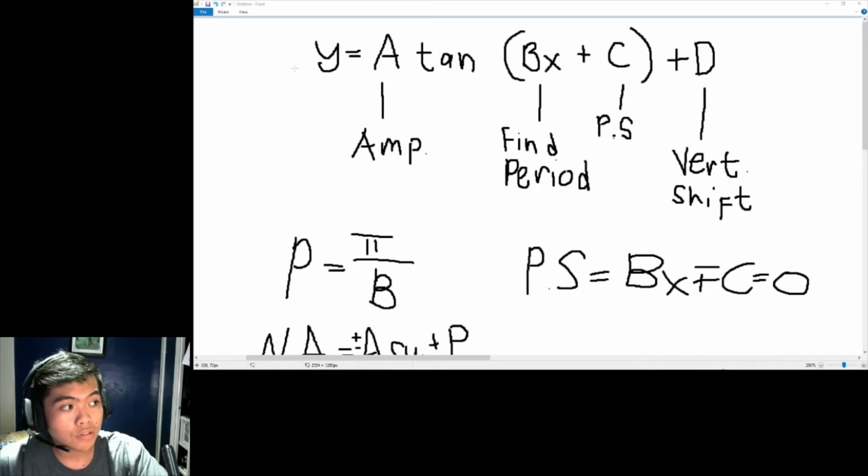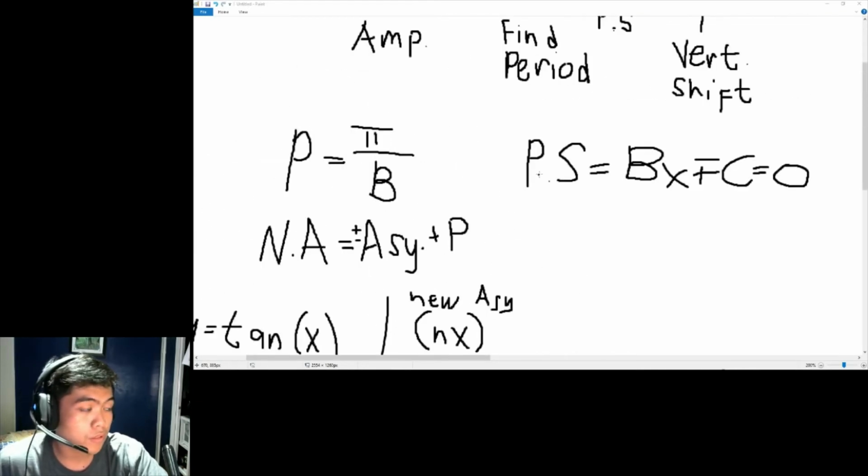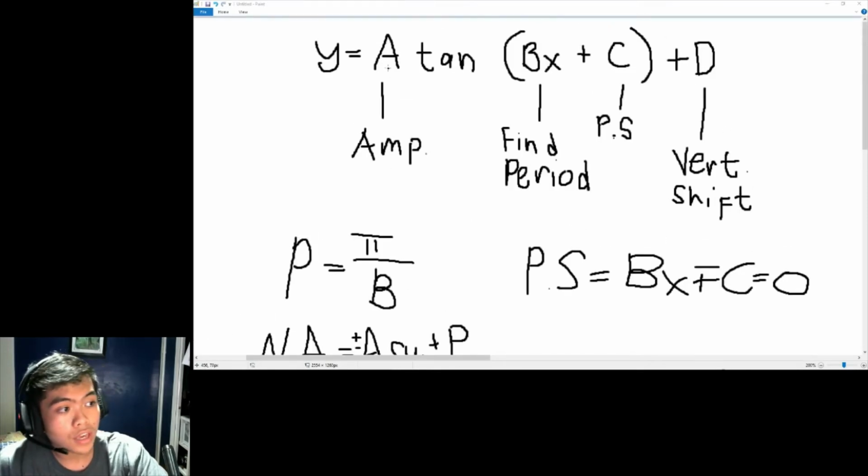So this is the general formula of tangent functions, a tan(bx + c) + d. So I'm going to explain every single one of these and the possible other tips and formulas being used. So first, A is the amplitude, B times X is used to find the period. If you have a C, that's the phase shift. If you have the D, that's the vertical shift.